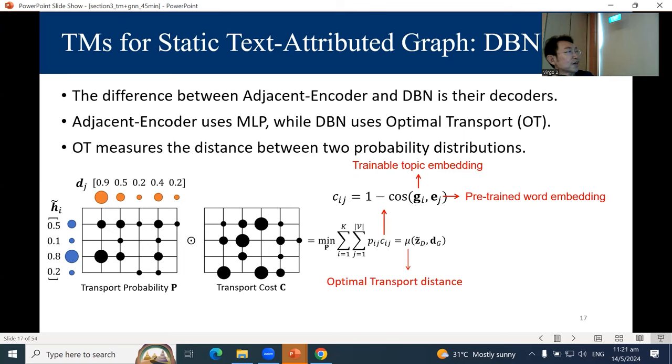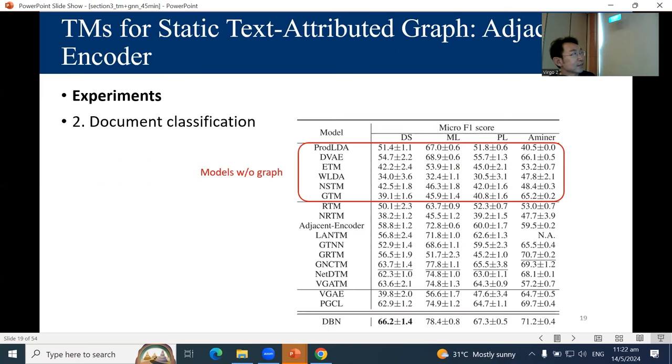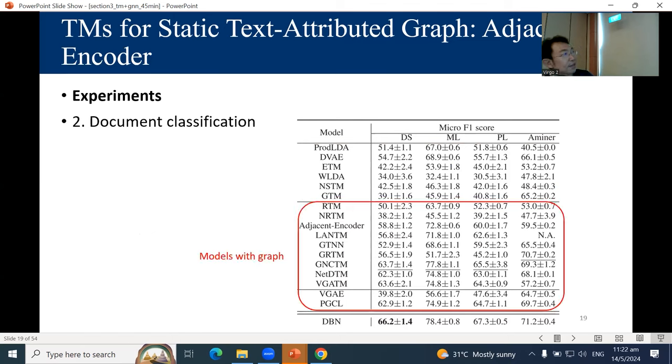Now, once we figure out what is a P, the C is derived by the embeddings from the topic and the words, and the P is a transport plan, and we will optimize that. We get a minimum value of P, then we get the distance, and the smaller the distance, the better it is. So this is just a bit more sophisticated objective function. But it does show up in terms of the performance as even better than the adjacent autoencoder, because this is a comparison to the adjacent autoencoder.